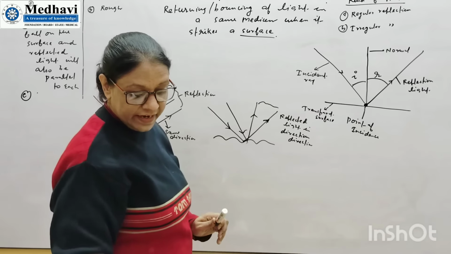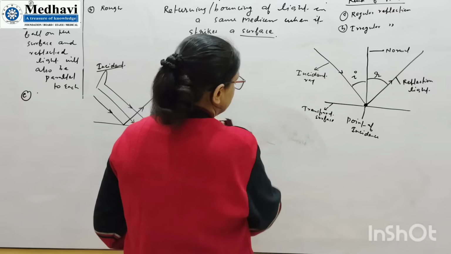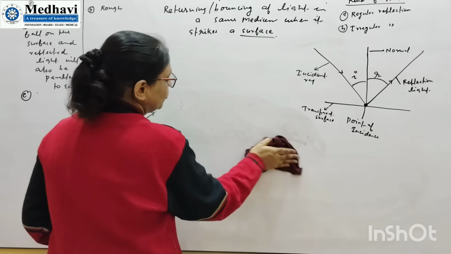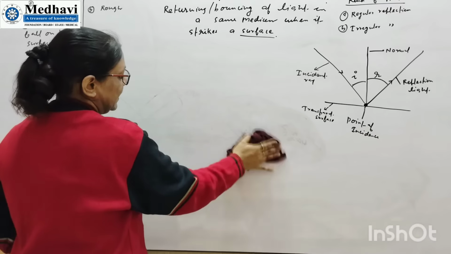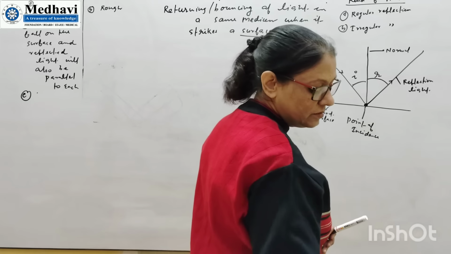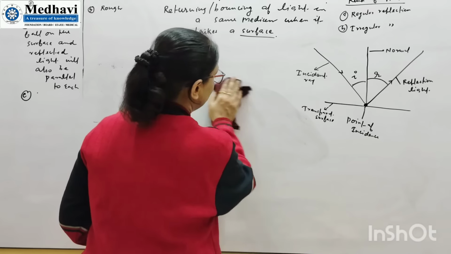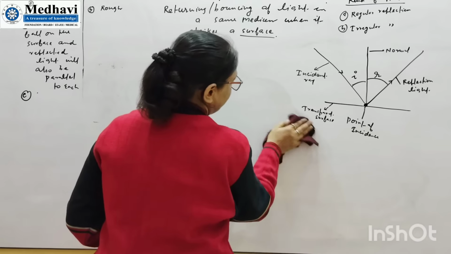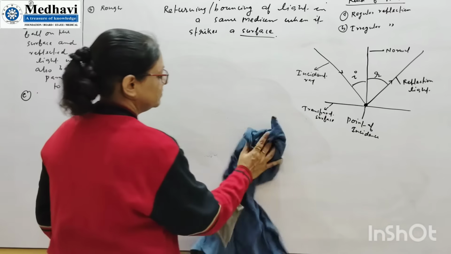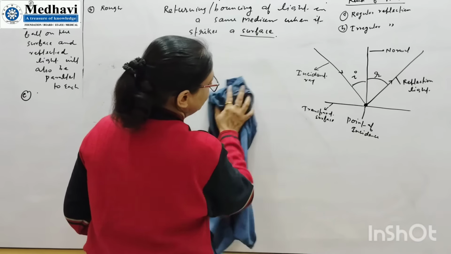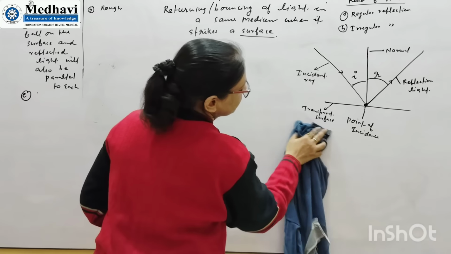So here we get the laws of reflection. What are the important laws that we are using to show the process? These laws are very, very important to draw the diagram, because this chapter is full of ray diagrams. We have to use ray diagrams. So for this we have to understand the laws of reflection.